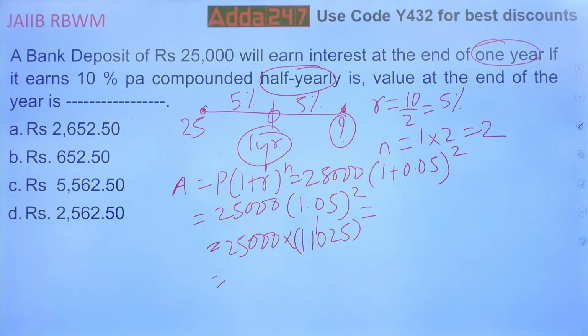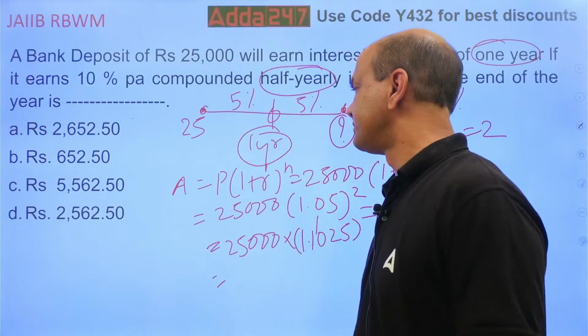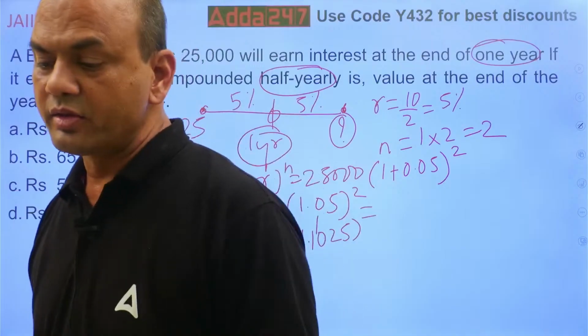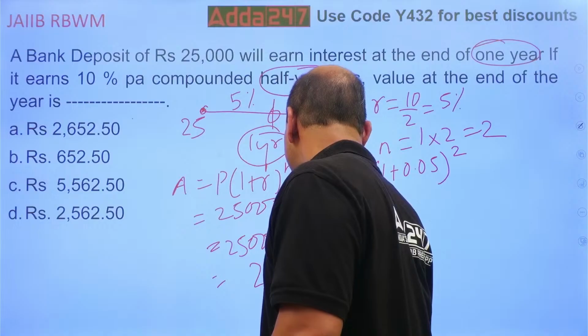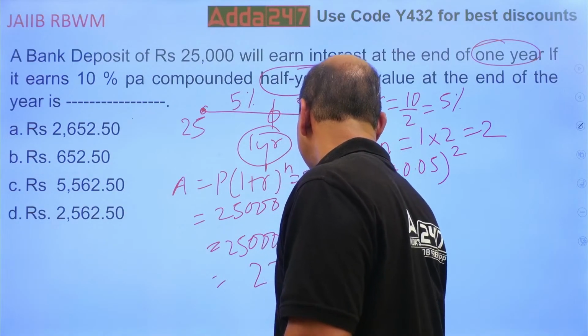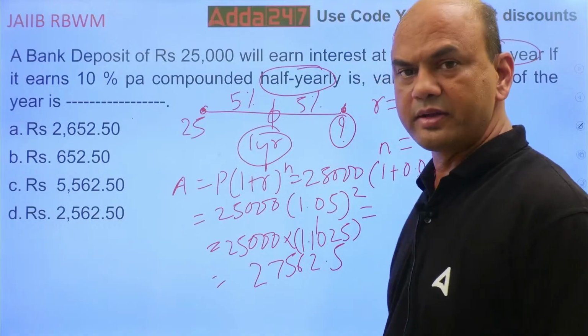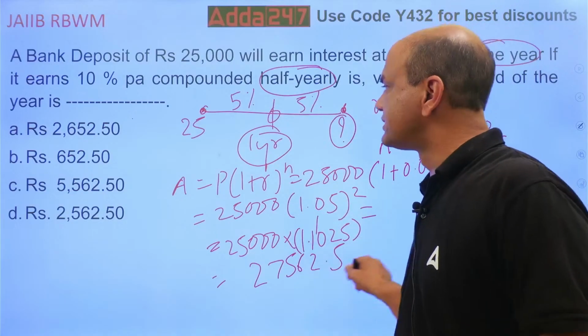Get it? What are you getting? Comment section, comments. It is 27,562.5. This is the amount you are getting. 27,562. Right? So the value at the end will be this.